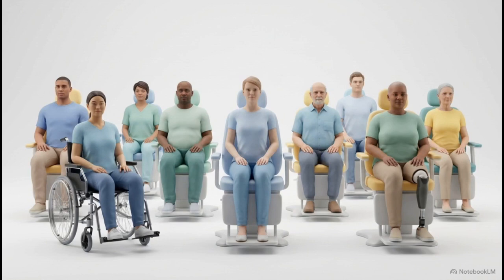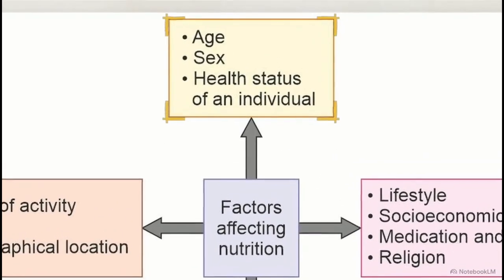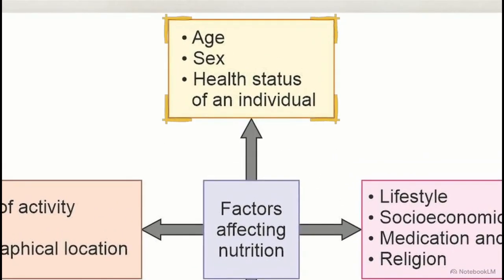Yet, the moment we apply this rule to a real patient, that theoretical baseline is immediately distorted by their individual life variables. This flowchart outlines the primary clinical framework used to assess those precise variables. Let's look at the specific vectors that alter a patient's BMR. We begin with the inherent biological modifiers: age, sex, and baseline health status.